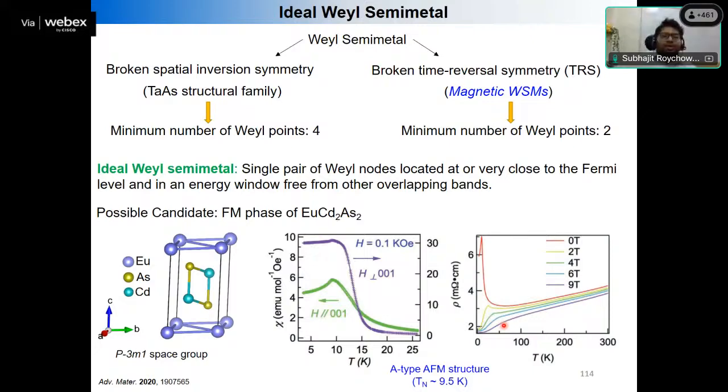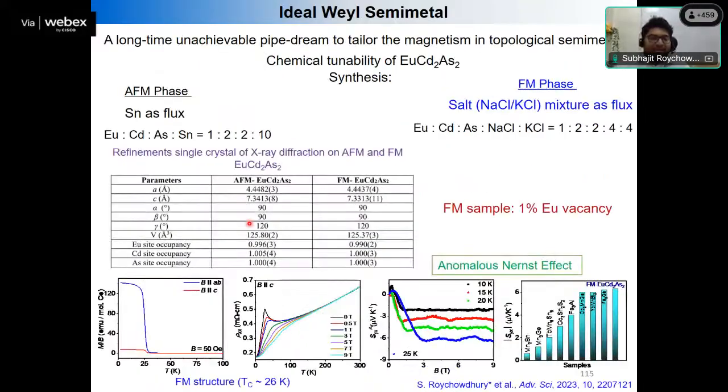So what is the possible candidate for that? When we looked at the literature, we found it. The possible candidate is the ferromagnet UCd2As2. Now, when we look at the literature, we observe it has an antiferromagnetic structure. Now, how do we stabilize the ferromagnetic phase?